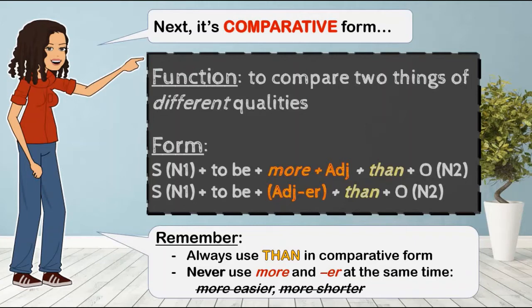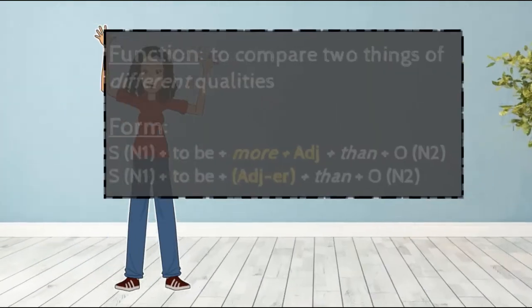And then there are two different forms here. The first one is using more plus adjective, and the second one is using adjective with er. You have to choose one form at once. You cannot use both at the same time. You either use more plus adjective then blah blah blah, or adjective plus er plus then blah blah blah. You cannot say more easier than. You cannot do that. More shorter, that is wrong. So you have to choose which one. Later we will see the rules, when to use more, when to use er as the comparative form. Now let's go check the examples.